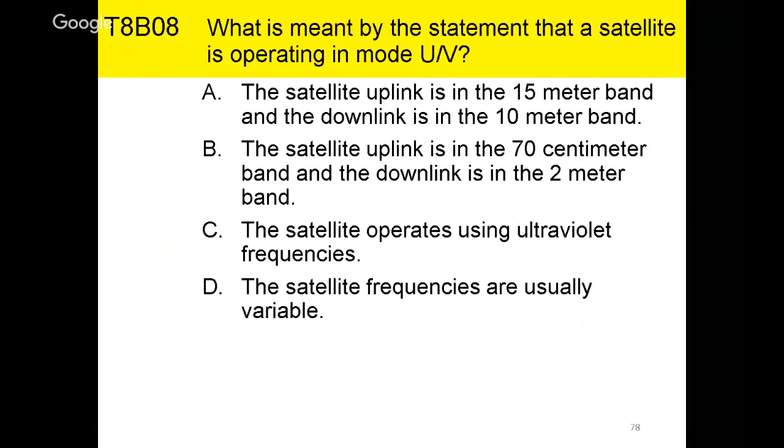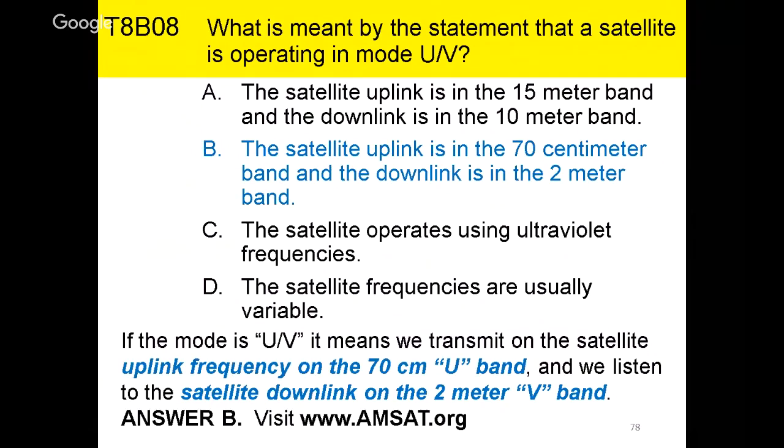What is meant by the statement that a satellite is operating in UV mode? U and V being, of course, the uplink and downlink frequencies it's talking about here. So your uplink, the first one, happens to be UHF or the 70 centimeter band, and the downlink is VHF or the 2-meter band. So you'd be operating your radio in a split mode. You're going to be transmitting on UHF and receiving on VHF. Questions?